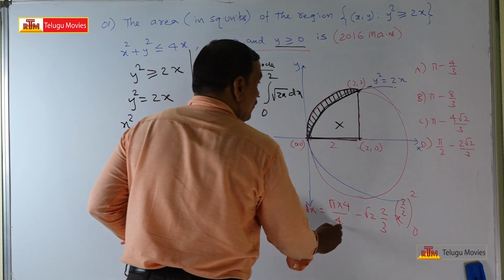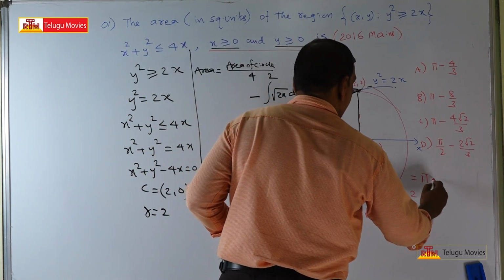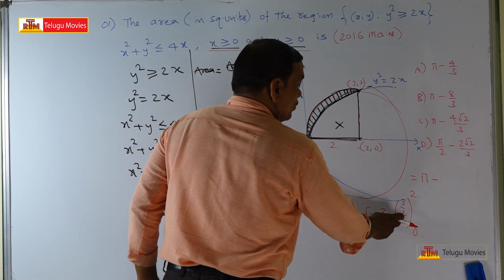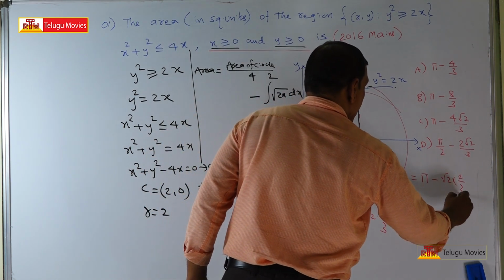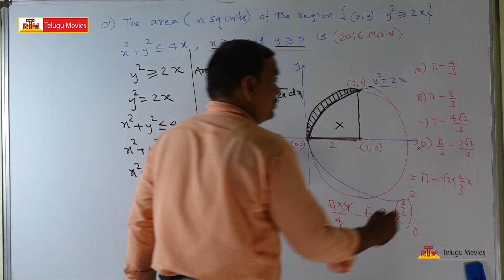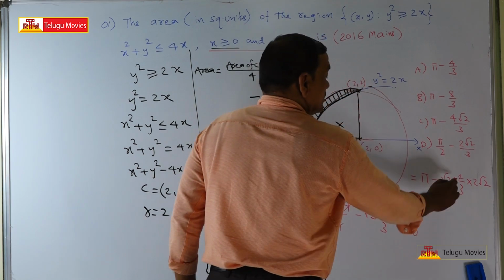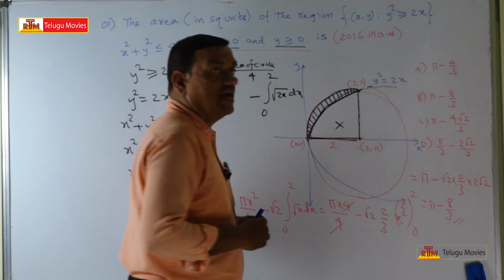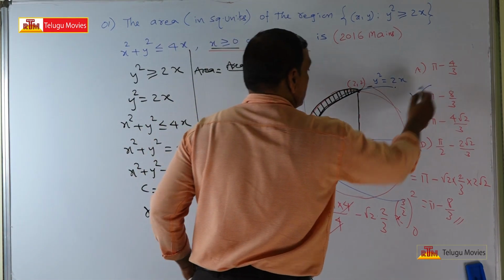So here 4 will get cancelled. So your answer is pi minus. If you observe here, upper limit: 2 power 3 by 2 means root 2 into 2 by 3 into 2 power 3 by 2, which means 2 root 2. So this is pi minus, 2 2s are 4, 4 2s are 8 by 3. Pi minus 8 upon 3 is the right answer. So option B is the right answer.